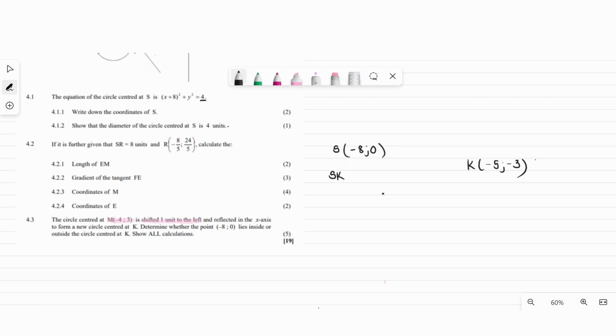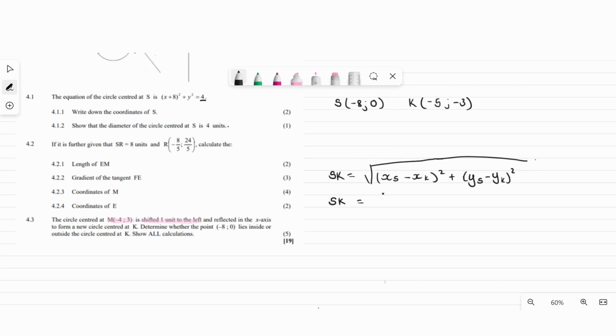So we need to first find the distance SK and compare it with the radius of the big circle, which is 3. So SK is going to be this. We're going to use the distance formula, then substitute the values for S and K. Then SK is going to be equal to 3√2, which is approximately 4.24. To know whether the point lies inside or outside, as I said, we need the radius of the big circle, which is 3.